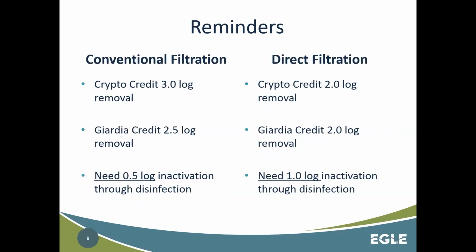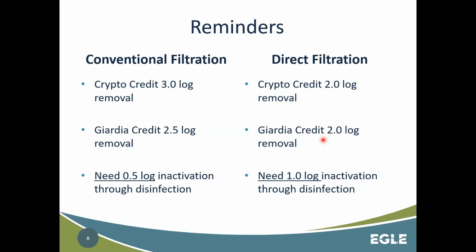So conventional versus direct filtration plant, you're required to get, we'll focus on the Giardia here because that governs, 2.5 log removal is what you're credited for on a conventional plant. But in a direct filtration plant, you're only credited with 2 log Giardia removal. And the reason is you have an additional barrier here with conventional. You have that settling step. So you're physically removing particulates in that step, which you're not doing here.